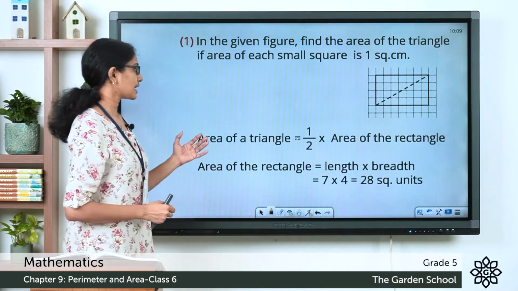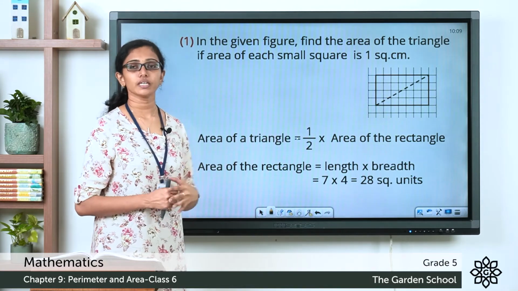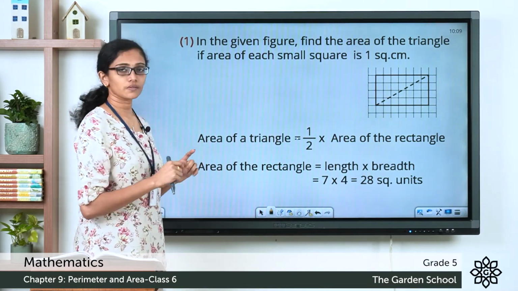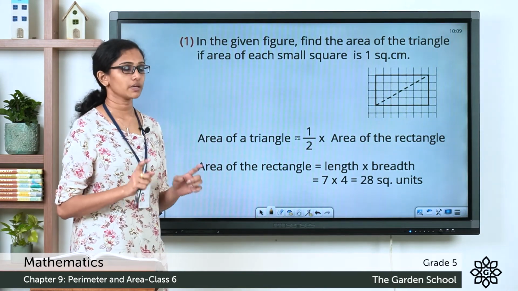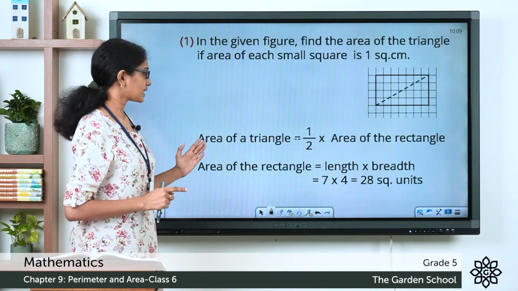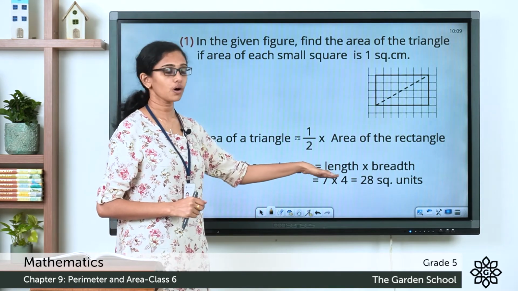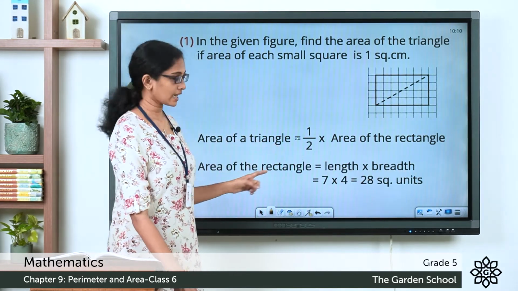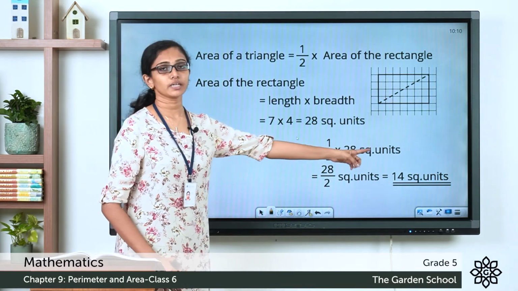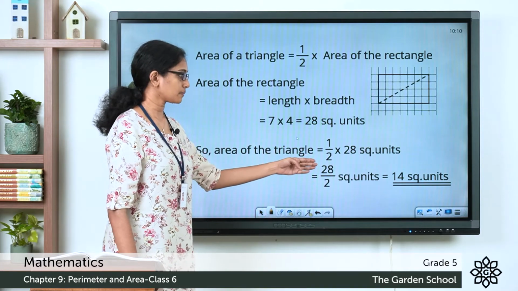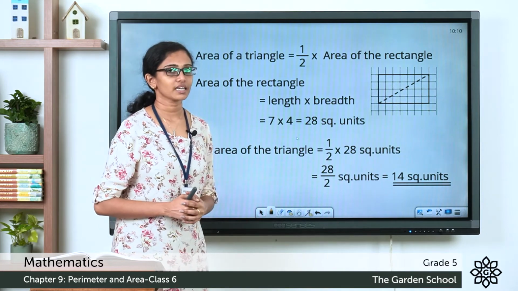Let's see the steps. The area of the triangle is equal to half, or 1 by 2, into area of the rectangle. So you have to make a note of this formula in your notebook and make sure you know the formula. And every time you are doing a question, make sure you write the formula there. So the area of the rectangle is equal to length into breadth, which is equal to 7 into 4, that is 28 square units. And hence the area of the triangle is equal to 1 by 2 into 28 square units. That is 28 by 2 equal to 14 square units. So I hope this is clear to you.